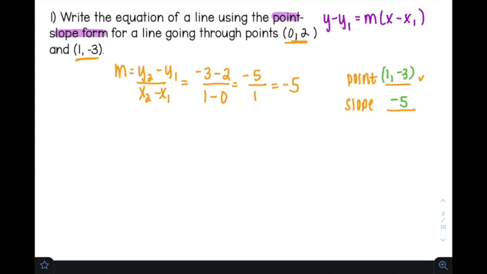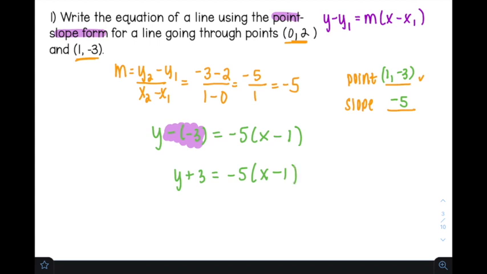So I'm going to use this information on the right and substitute it in here. So I have y minus y1, which is negative 3, equals my negative 5 times x minus my x1, which is 1. If you notice here, I have a double negative. I'm going to just change that. So I have y plus 3 equals negative 5 times x minus 1. I could also leave it as minus negative 3. Doesn't matter, either one would work. I usually just like to simplify and get rid of my double negatives.